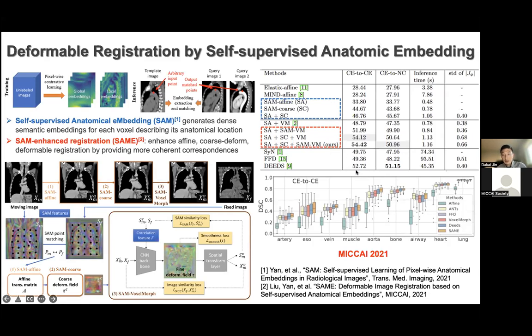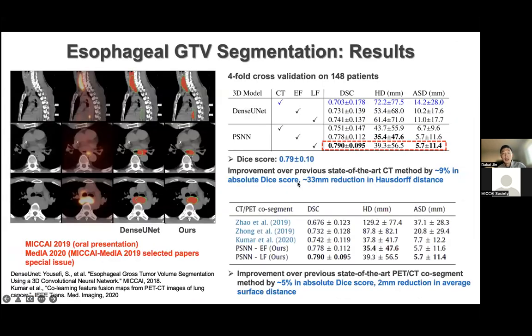And also the performance is comparable or even better in some cases compared with DEEDs, which is a very strong baseline. Okay, now let's go back to the esophageal tumor GTV segmentation. So here are some results.